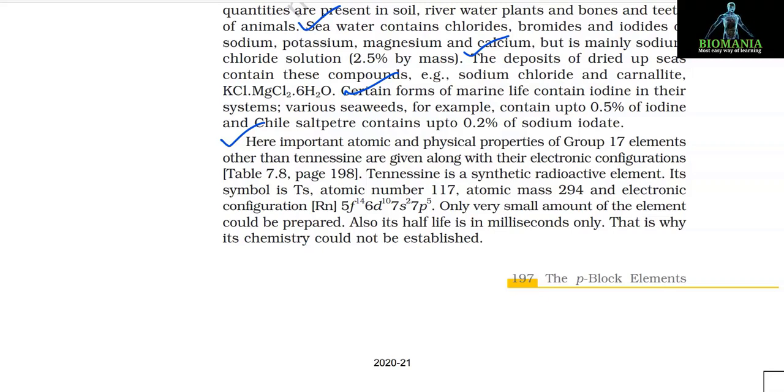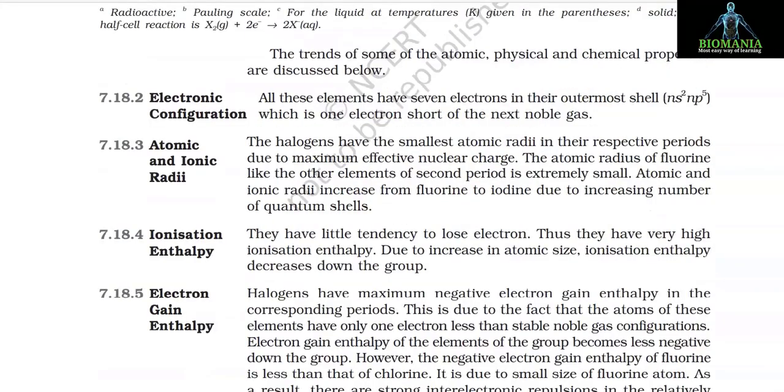Tennessine is a synthetic radioactive element. Its symbol is Ts, atomic number 117, atomic mass 294, and electronic configuration is [Rn] 5f14 6d10 7s2 7p5. Only a very small amount of the element could be prepared. Also, its half-life is in milliseconds only, that is why its chemistry could not be established. The trends of some of the atomic, physical and chemical properties are as discussed below.